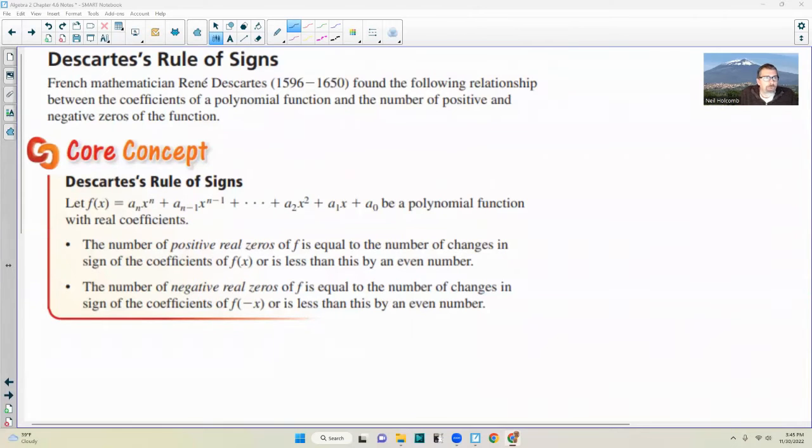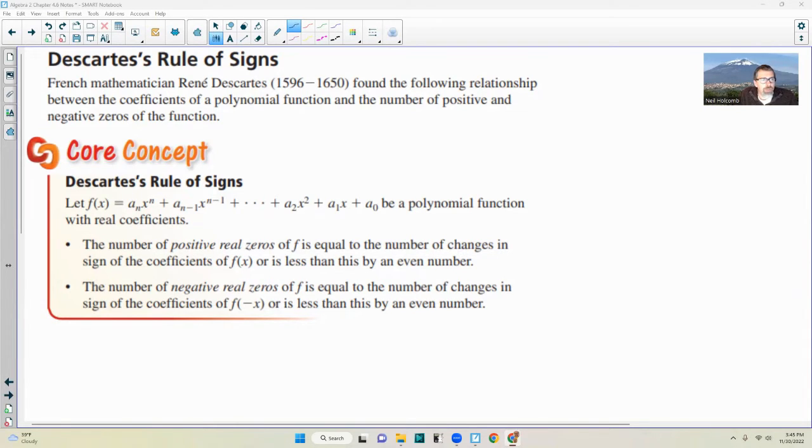Okay, Descartes' rule of signs. French mathematician René Descartes, who lived from 1596 to 1650, died at the ripe old age of 54, 55, somewhere around there. Well, he found the following relationship between the coefficients of a polynomial function and the number of positive and negative zeros of the function.